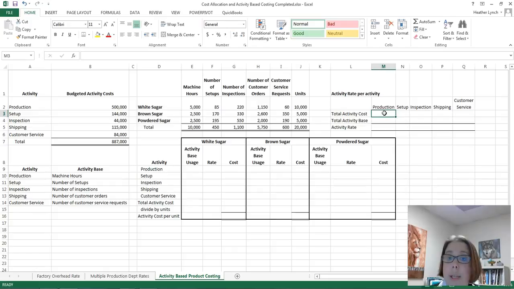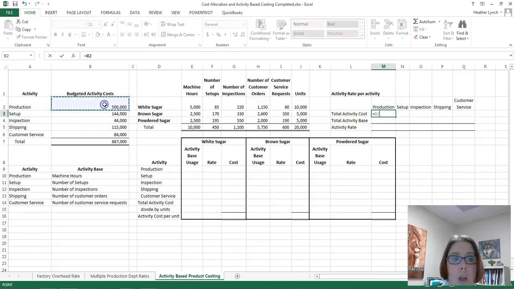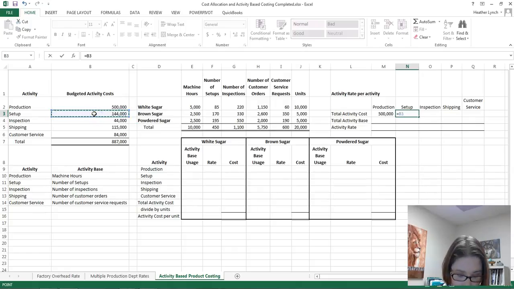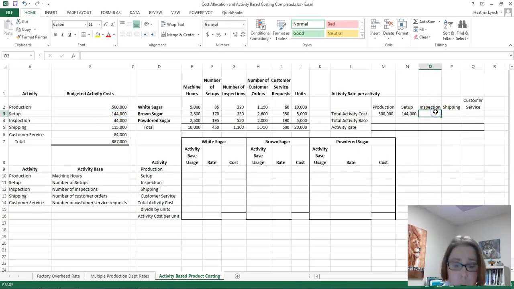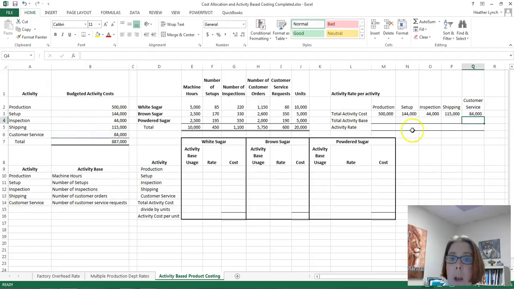Okay, so we said production was based on machine hours. And they give us our activity-based cost, which is the $500,000. Setup was $144,000. So I'm getting those total costs that they provided us for each department. Let's get the shipping. Let's get the customer service. Okay, so then it is based on total activity base.